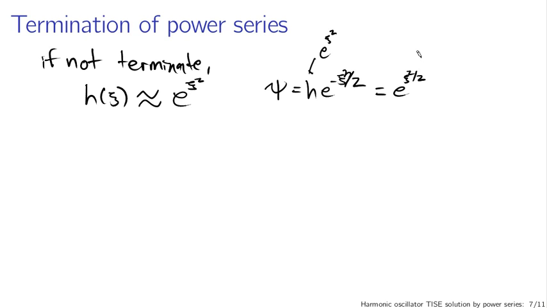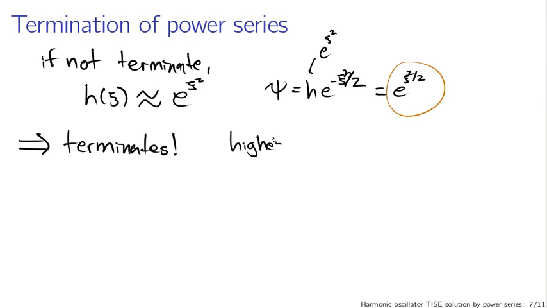We used the requirement for having a normalizable solution to eliminate terms like this from our original solution. We had an approximate asymptotic solution that looked like this that we ruled out because it was non-normalizable. So it's appeared again as a result of our power series. That's not going to give us a good solution. What that means, therefore, is our power series must terminate. It must end. And what that means is that we have some highest power.